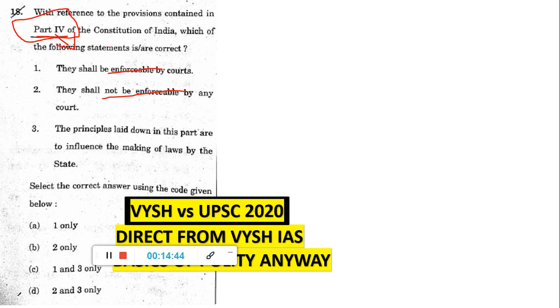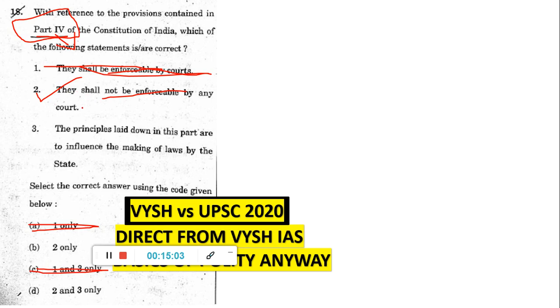So if it is DPSP, it shall not be enforced by any court. If it's Fundamental Rights, Part 3, it shall be enforceable. But for Part 4, DPSP, it shall not be. So one statement is gone. When one statement is gone, eliminate this one and this one, so option 2 automatically becomes correct, and that you know.